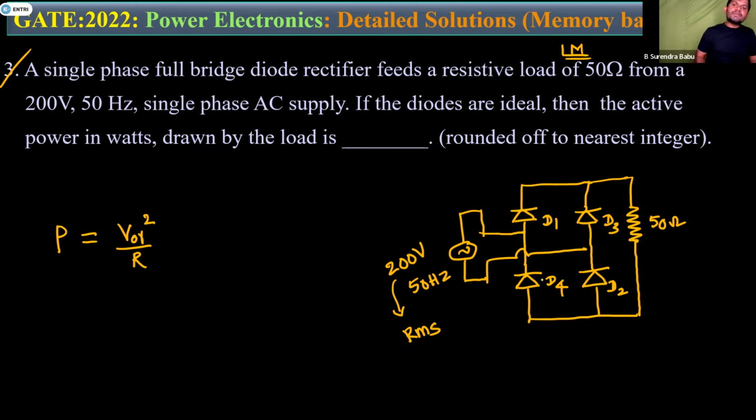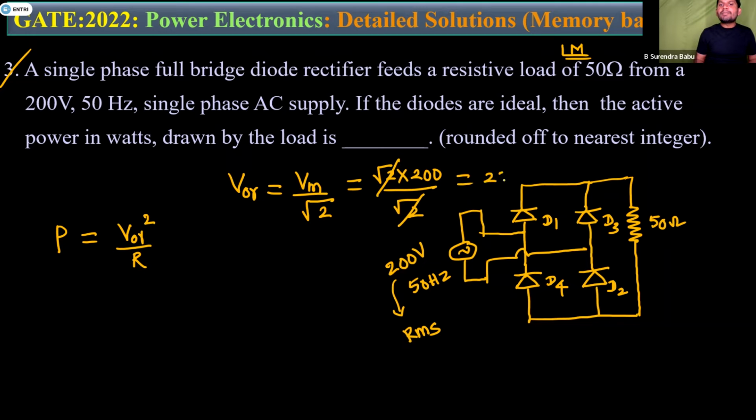Then how to find the RMS for full wave diode bridge rectifier? What is the RMS value? V naught RMS equals Vm by root 2. What is Vm? Vs is given as an RMS value. Vm means root 2 into 200, root 2 into 200 by root 2. Then root 2 cancels.